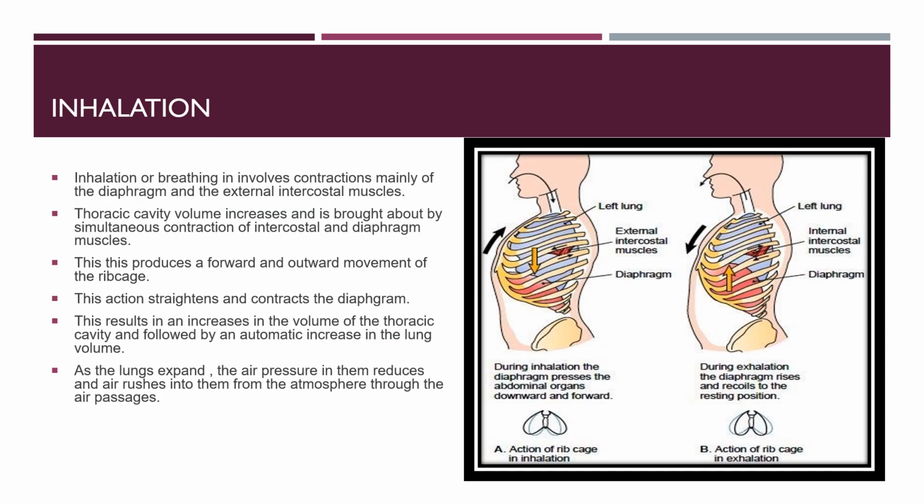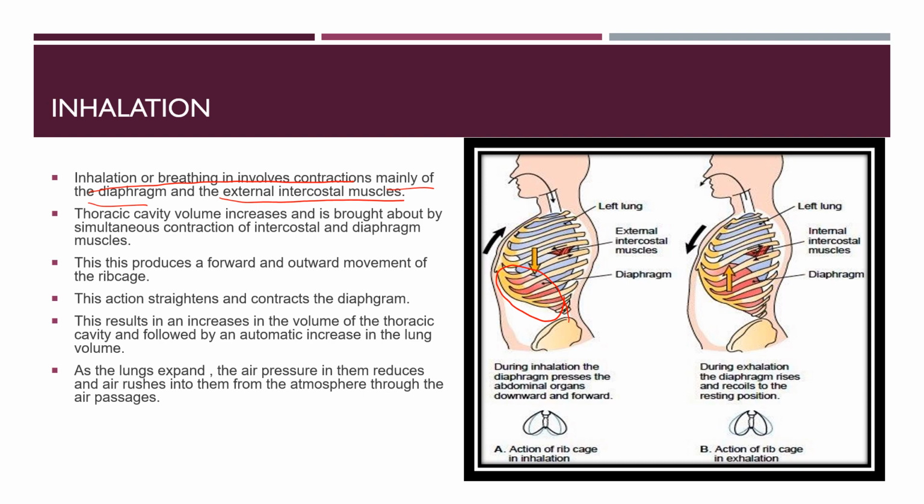Now what is happening in inhalation? Inhalation involves the contraction mainly of the diaphragm and the external intercostal muscles. First, let us know what the diaphragm is. The diaphragm is a muscular structure located just below the thoracic cavity, and it divides the thoracic cavity from the digestive system. Is it clear? Now, what is the external intercostal muscle?